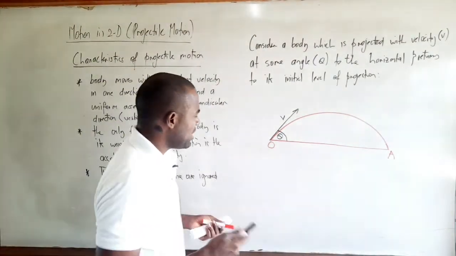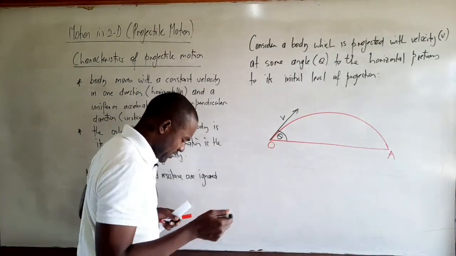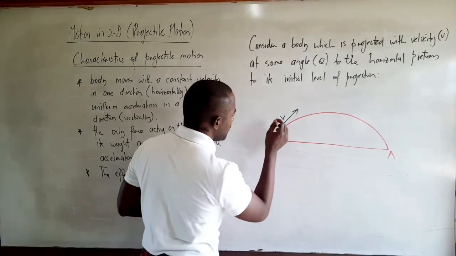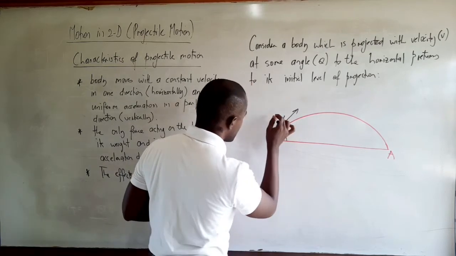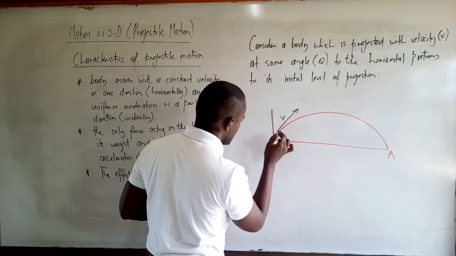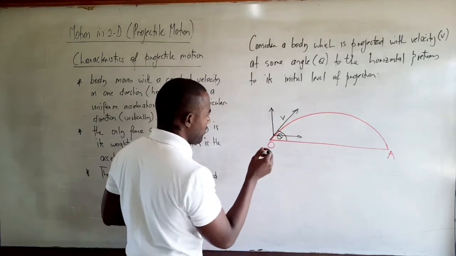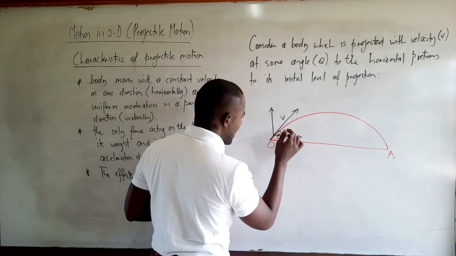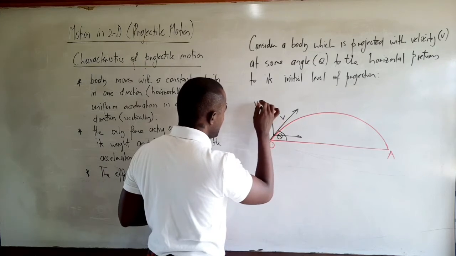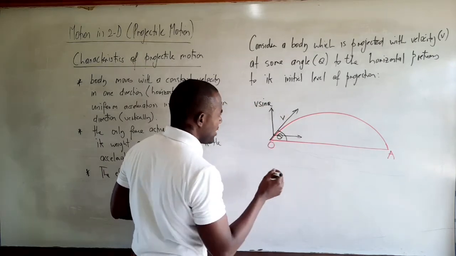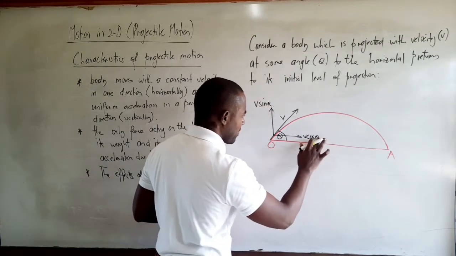Now let's examine the initial vertical and horizontal components of this body's velocity. So resolving the body's velocity into its components, we'll see that it will have a vertical component and a horizontal component. The vertical component is given by v sine theta, and the horizontal component is given by v cos theta. Right?